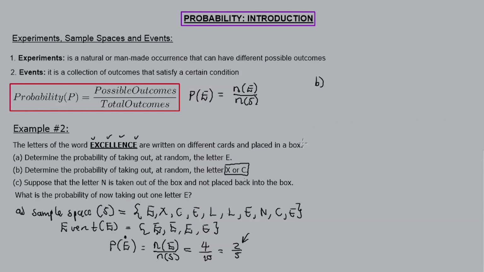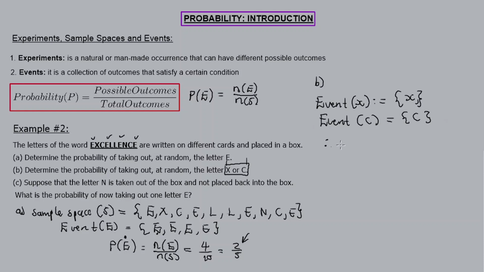So determine the probability of taking out the letter X or C. Let's say event X is the event of the letter X. How many X's are there? Only 1. It's X here. And then we have the event of C. How many C's do I have? It's 1, 2, so it is equal to only 1 C.